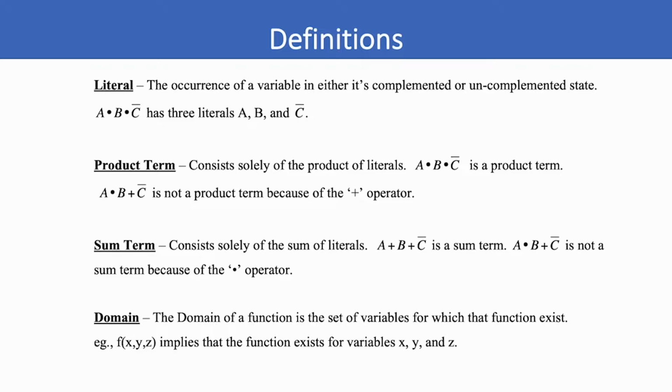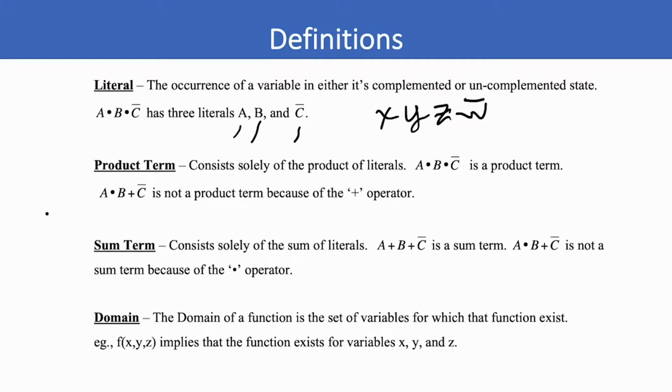First, let's do some definitions. The first definition is the definition of a literal. A literal is the occurrence of a variable in either its complemented or uncomplemented state. The product term A, B, C bar has three literals, A, B, and C bar. Here's another product term, X, Y, Z, W bar. This term has four literals, X, Y, Z, and W bar.